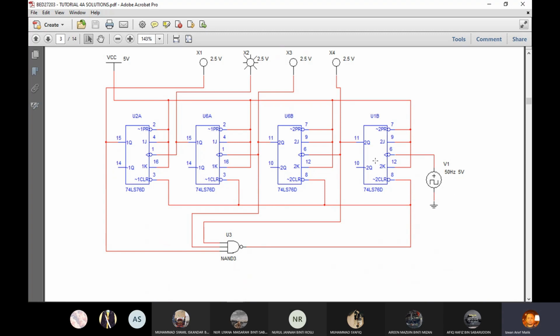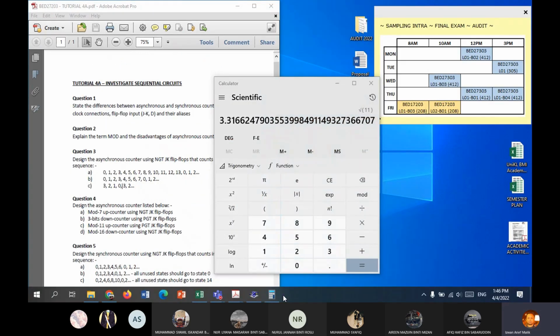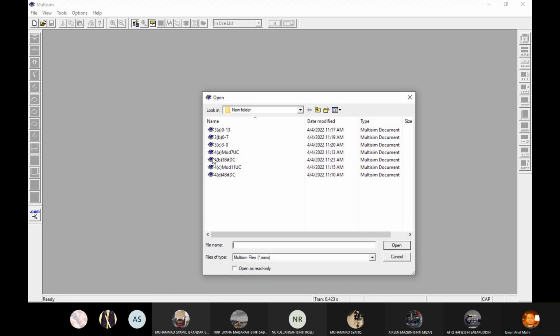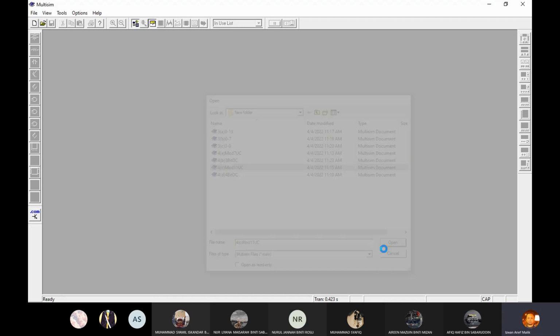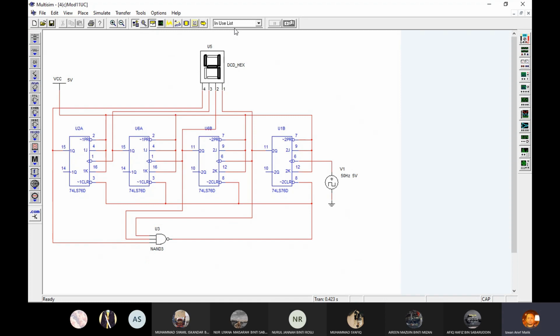Clock source, only the LSB comes from the output source. Next flip-flop comes from the first flip-flop. Third flip-flop comes from the second flip-flop. Fourth flip-flop comes from the third flip-flop. Each Q connect them to the LED. Then dia akan count lah nombor 0 sampai 10. Okay, let me show you betul atau tak. So mode 11 up counter. Then I'll run.